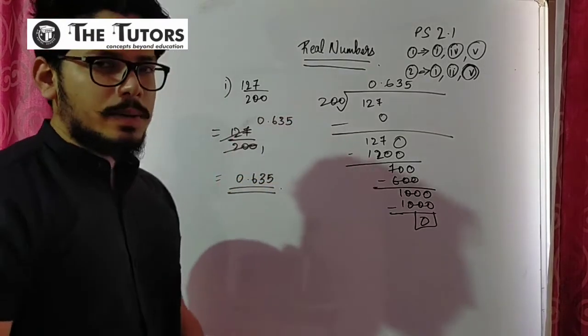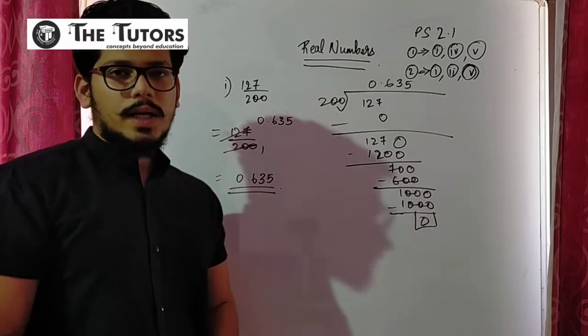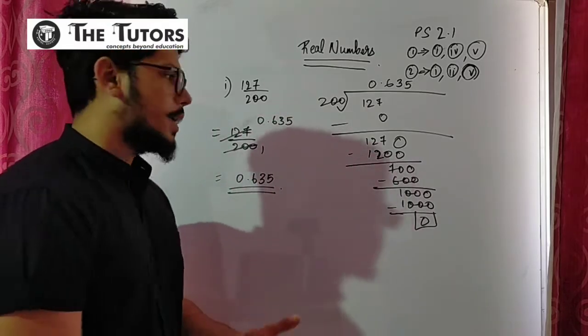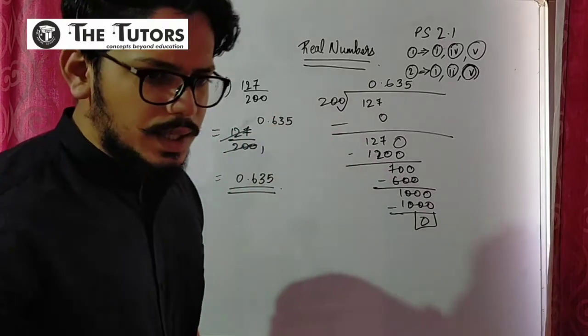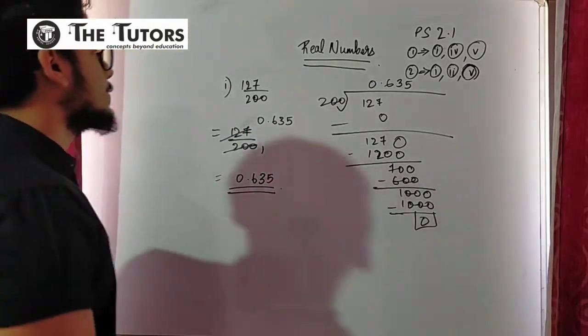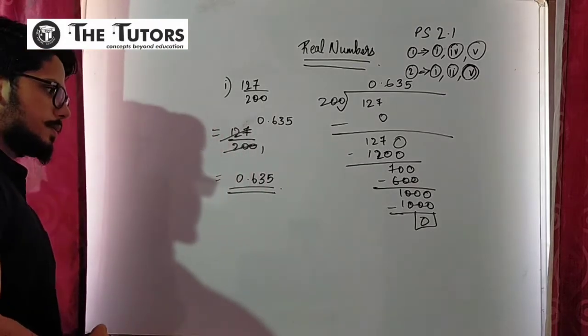In this you don't have to determine whether it is terminating or non-terminating or recurring or non-recurring. You just have to find out the decimal form and you have the answer. Let's take the next question. Take a good look at this.